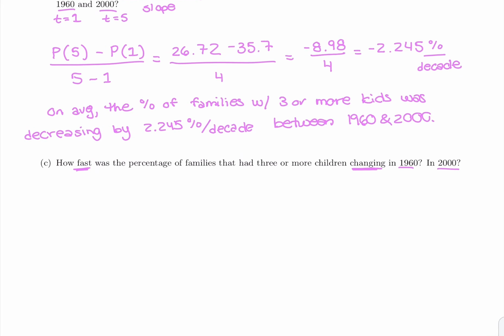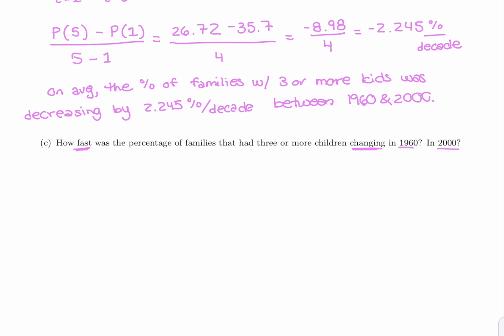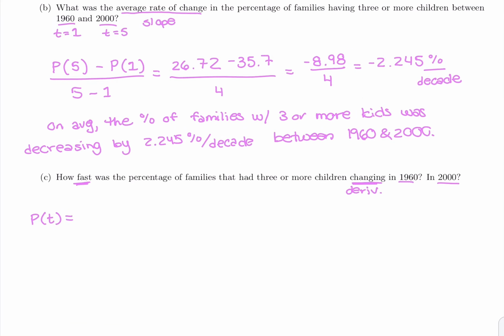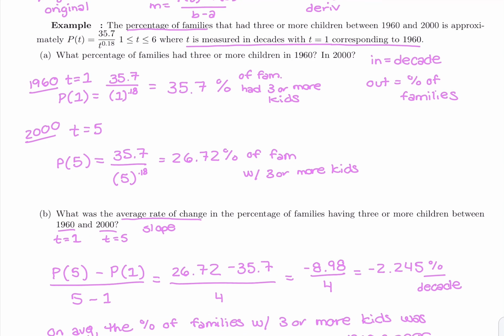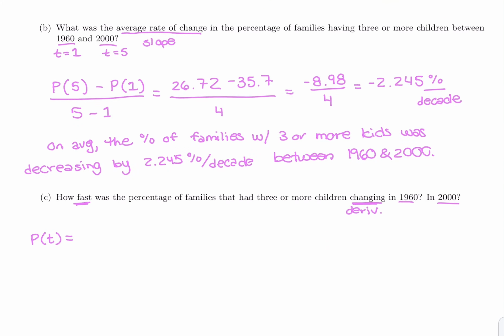So really, if we don't see the word average, we're not going to use that slope formula again. We're going to use the derivative when we are asked about change and it's not average change. So I need to take the derivative of that function from above. So that function was 35.7 over t to the 0.18. So let's copy that down here. 35.7 divided by t raised to the 0.18 power.